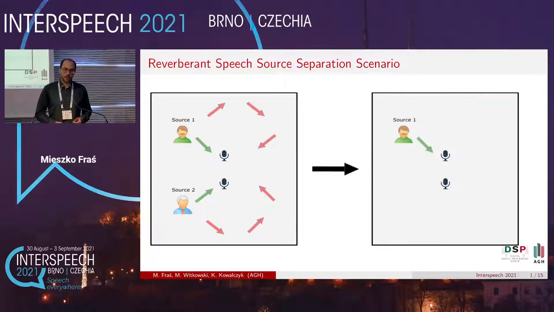In many applications, for example, in ASR, you would like to not only separate the sources or maybe extract this direct signal, but also remove these reflections and reverberation to perform further processing.